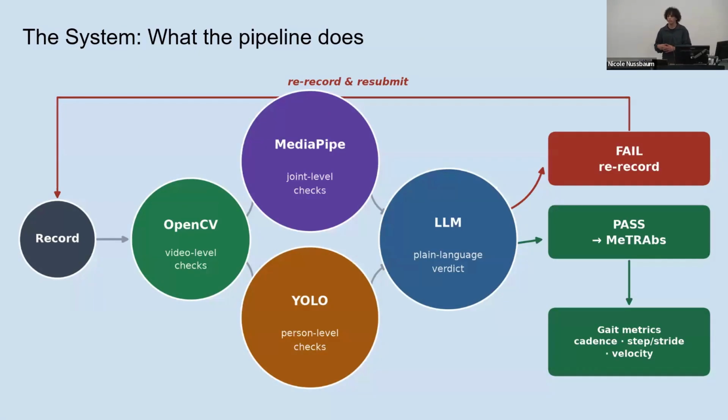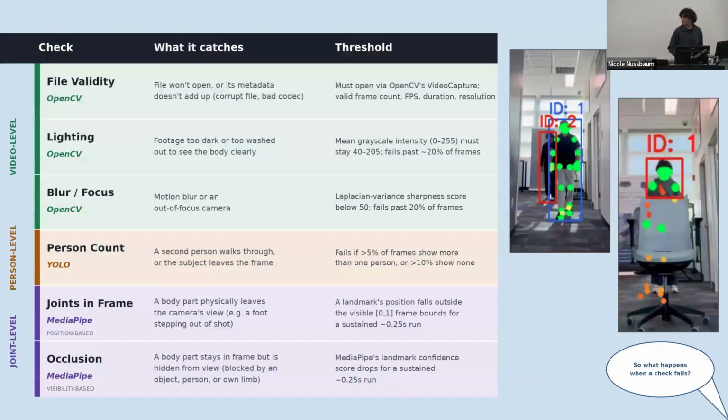If we pass it, we send it to MeTrabs, which is our 3D pose estimation model, which actually calculates the gait metrics themselves, stuff like cadence, step length, stride length, velocity. Otherwise, we fail it and we prompt the user to re-record.